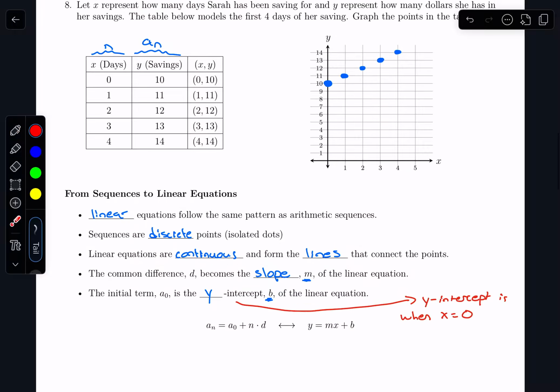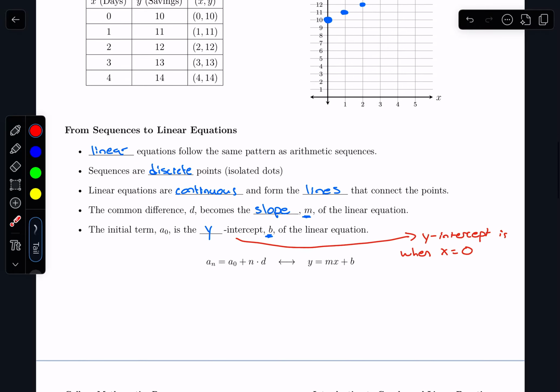So in our previous graph, you can see that our initial term there, 0, 10, that is our y-intercept. And so that's why we're saying that a naught is the y-intercept, because that's true. A naught happens when we plug in 0, and that's exactly what a y-intercept means.